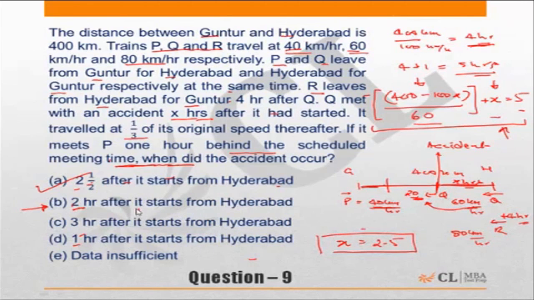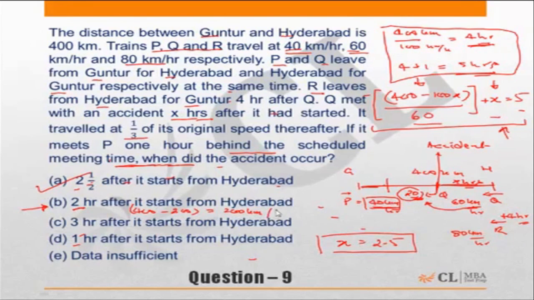Out of 400 kilometers, a total of 200 kilometers has been covered before the accident, which means 200 kilometers is left. The distance to be covered after the accident is 200 kilometers, at the speed of 40 plus 20, 60. So 200 by 60 gives the time taken as 3 hours and 20 minutes. Instead of 5 hours, the meeting time as per the question is 4 hours plus 1 hour delay, a total of 5 hours. It has become 2 hours plus 3 hours 20 minutes, effectively 5 hours 20 minutes. So my answer cannot be choice B.